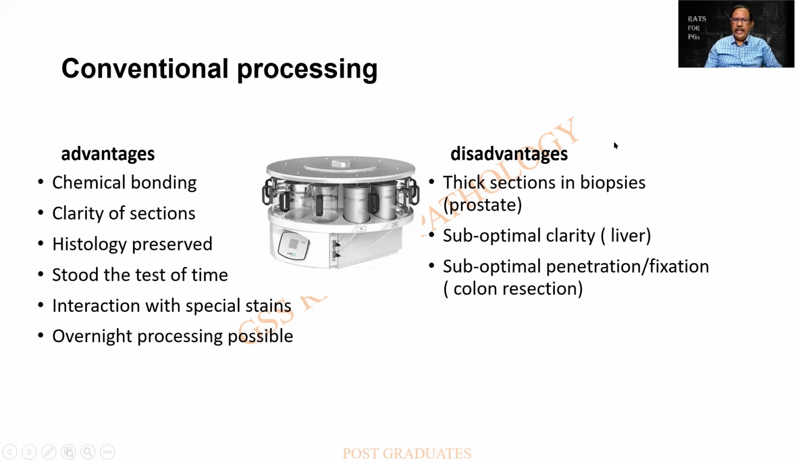The disadvantages are you find that small biopsies give rise to thick sections. I was wondering why, whether the technician is at fault, but then it happens so. During conventional processing, for some reason or the other, the small biopsies produce thicker sections. Suboptimal clarity in some tissues. And there is suboptimal fixation again in a colon. So we should be careful when we are handling different kinds of specimens. So this is the conventional advantage and disadvantage.